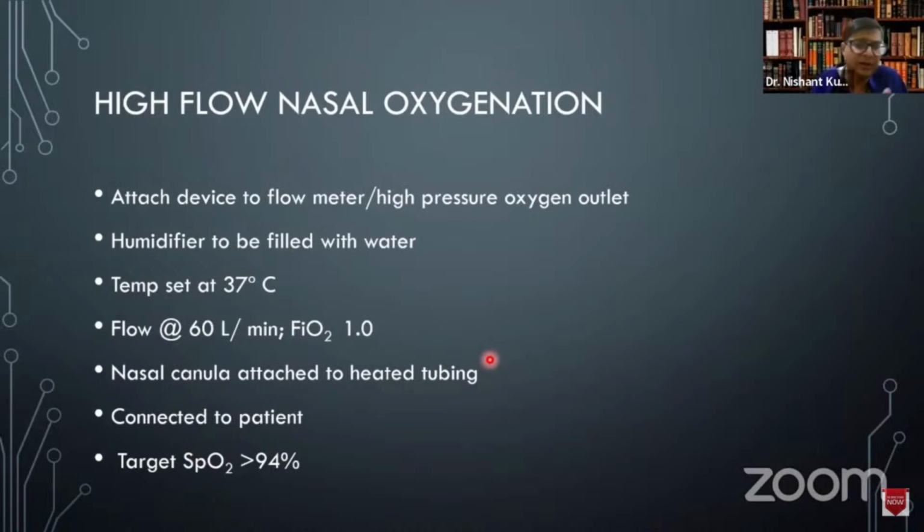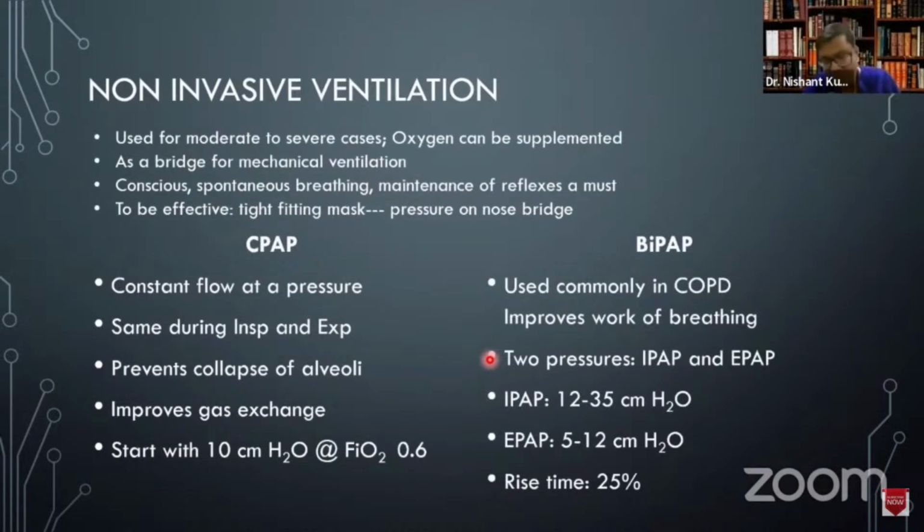So once the flow is around, say, 10 to 15 liters, then you can switch over to another simple device. Again, if the patient is not maintaining saturation with these devices, you go in for non-invasive ventilation. Again, for severe cases, with this, the oxygen can be supplemented. Again, this is very useful for your COPD, asthma.